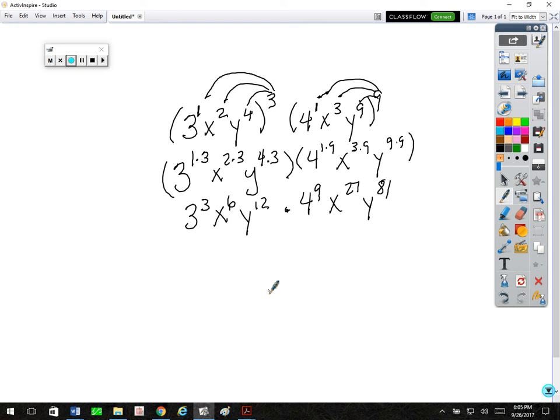Alright, so we can look at here, we can work this out a little bit. Remember, we can't multiply these two bases, they are different. So I know 3 to the third power is 27, x to the 6th, y to the 12th. Okay, in just a minute I'm going to get this one for you. Let's figure out, so we'll go first here, x to the 27th, y to the 81st, and if you give me just 1 second, I'm going to get a calculator. Hold on.